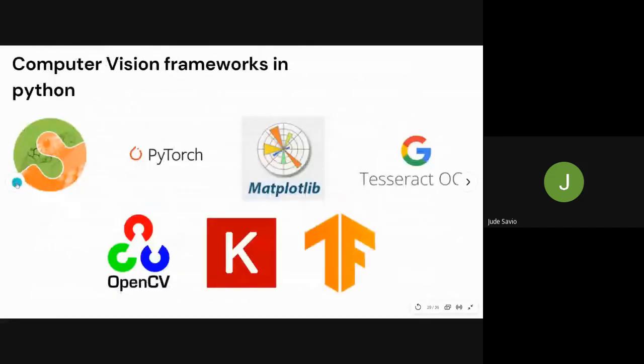Yes, so moving on, these are the frameworks or packages I use in Python on a daily basis when I get involved in CV problems. One would be scikit-image, and the other being PyTorch from Facebook, Matplotlib for plotting my images, and Google Tesseract OCR. OCR is basically called optical character recognition. There is a slide following on this also. OpenCV is yet another image handling library, Keras and TensorFlow.